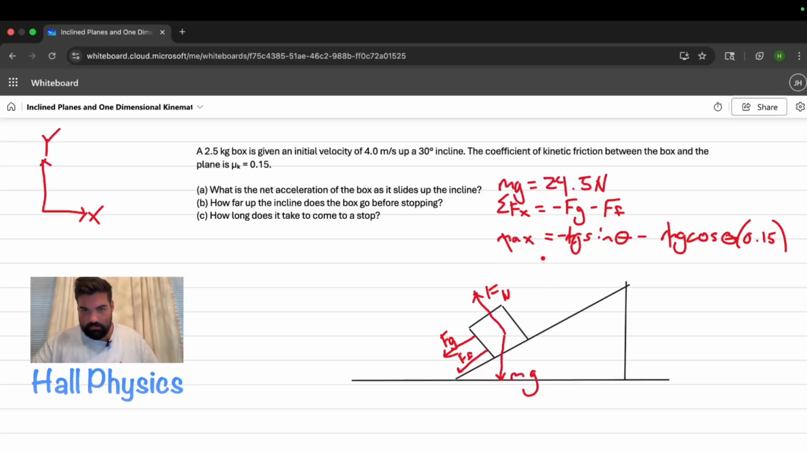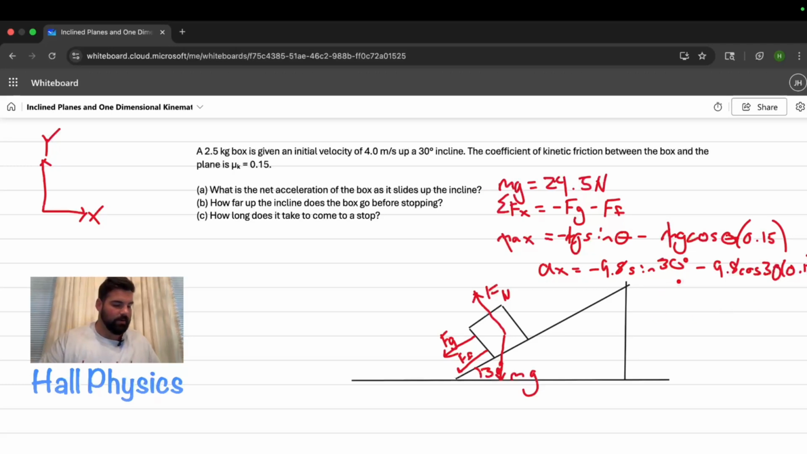So now we're left with our acceleration is equal to negative 9.8 times sine of 30, minus 9.8 cosine of 30 times 0.15. Go ahead and write that down there. Okay, so we have our acceleration formula set up.